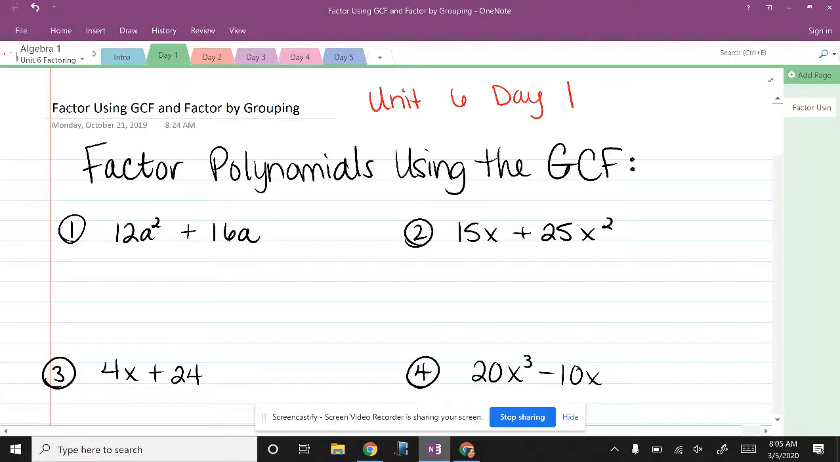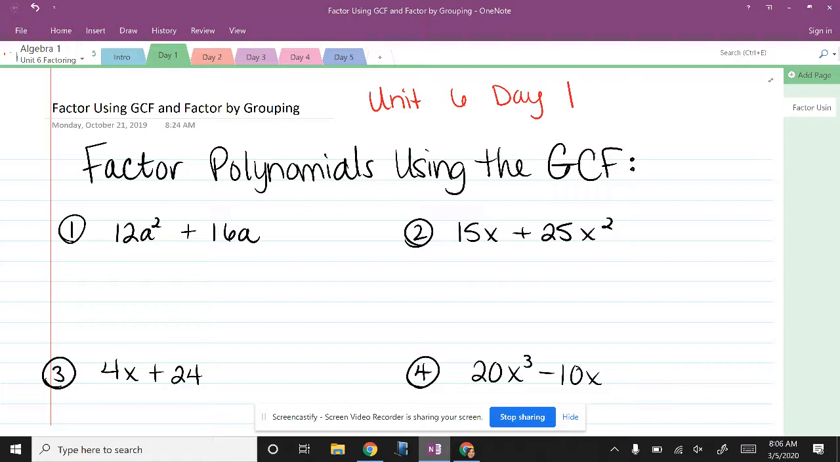Unit 6, day 1, and I said it and I'll say it again. Factoring is the most important thing you will learn in Algebra 1. It's the number 1 most important thing that you will learn in Algebra 1. We say it again. Is this important? Yes, it's very important. It's also my favorite, but it really is important. All right, so we are going to factor polynomials in Unit 6.